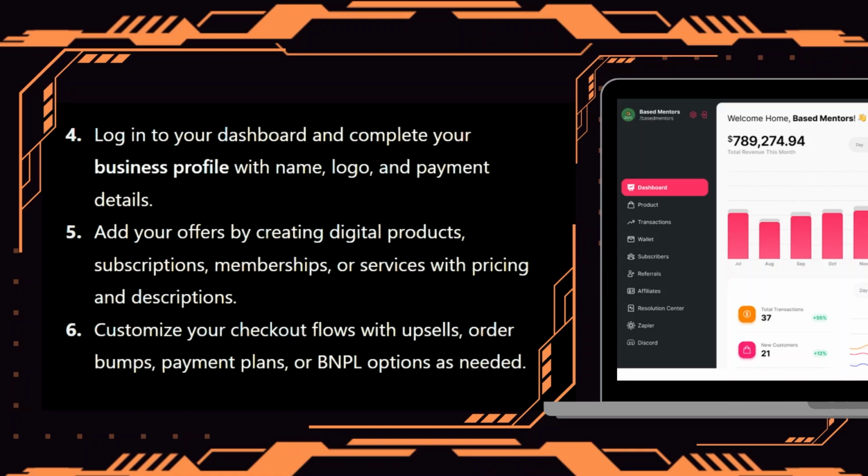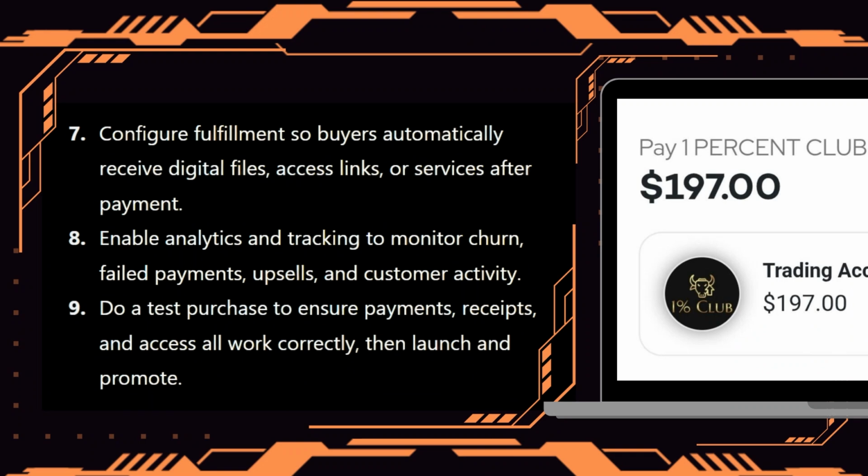Add your offers by creating digital products, subscriptions, memberships, or services with pricing and descriptions. Here, customize your checkout flows with upsells, order bumps, payment plans, or PNPL options as needed. Configure fulfillment so buyers automatically receive digital files, access links, or services after payment.